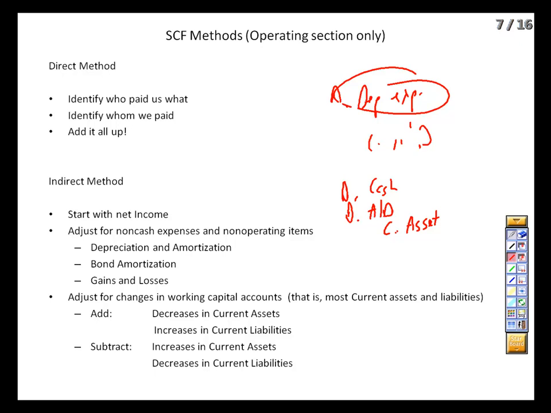So if you do the indirect method, you're okay. If you do the direct method, you have to also do the indirect method. What do you think people do? Yeah, you're right. I've never seen a direct method cash flow statement in the wild. Why do the work twice? Go figure.